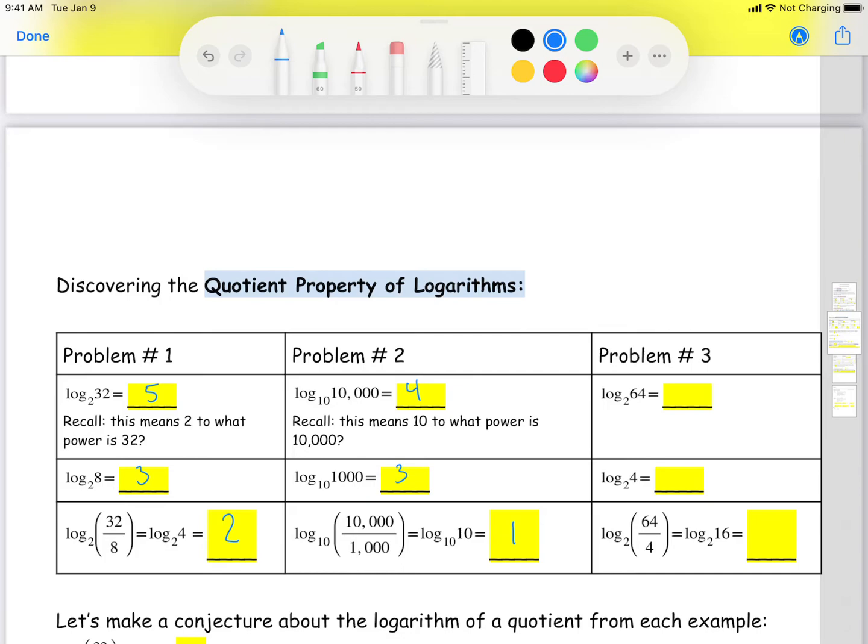And just for posterity, log base 2 of 64 is 6. Log base 2 of 4 we already know is 2. And if I look at log base 2 of 64 over 4, it's the same thing as log base 2 of 16, which log base 2 of 16 is 4. And 6 minus 2 is 4.